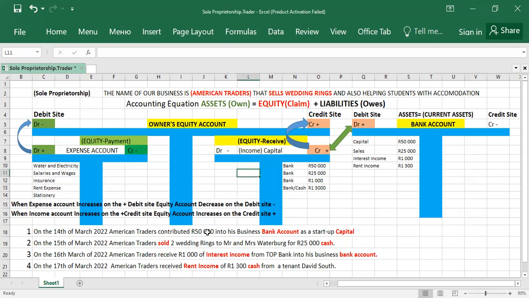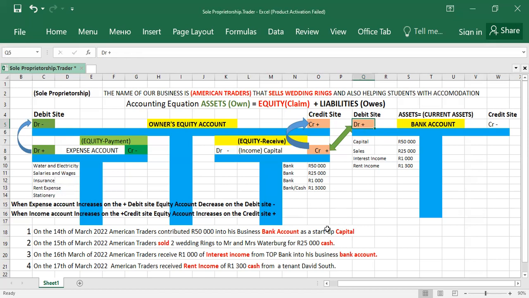So what will happen with this 50,000 when the owner of the business contributes it into his business? The 50,000 will go straight into the American Traders bank account. Which side? On the debit side, because remember the rules of this module, when the bank receives money from its owner or from the debtors or customers, we are going to be debiting our bank. Every time the business receives money, bank will be debited. Why do we debit bank when we receive money within our business? Because the business bank account increases, goes up, becomes positive on the debit side.